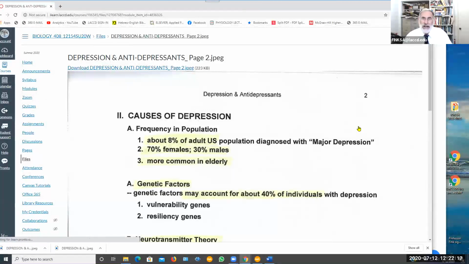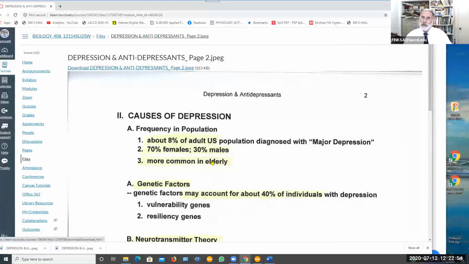Now, the frequency of depression in the population is that about 8% of the adult US population is diagnosed with a clinical condition called major depression. So we're going to talk about different categories of depression in just a moment. So major depression is where somebody definitely is depressed chronically and may require medication. This is more common in women than men. 70% of women have major depression, 30% of males.